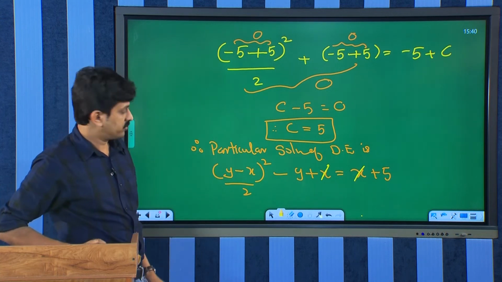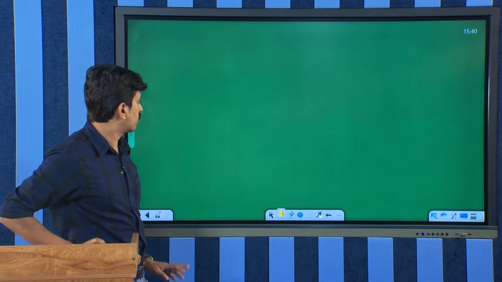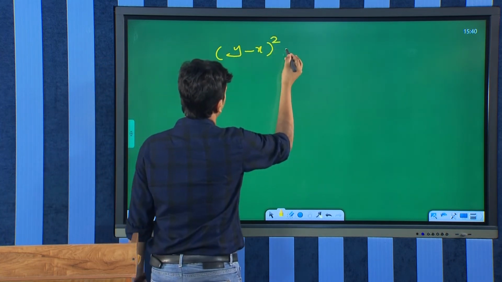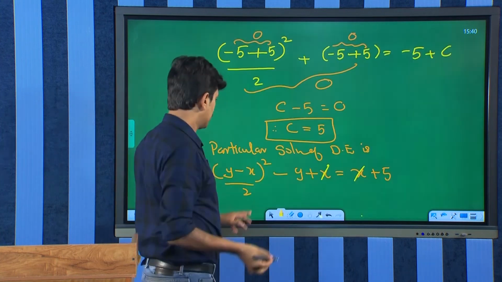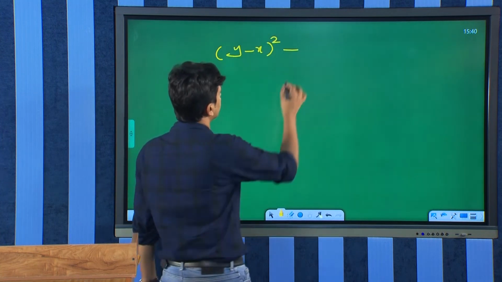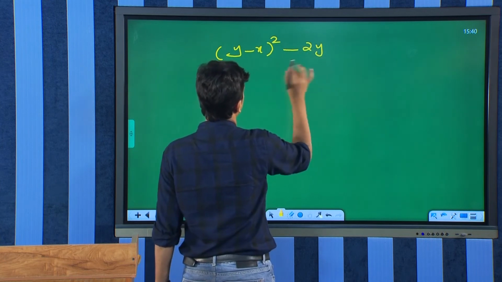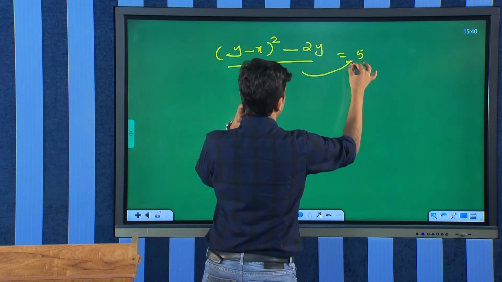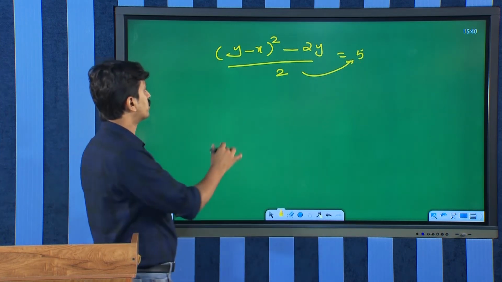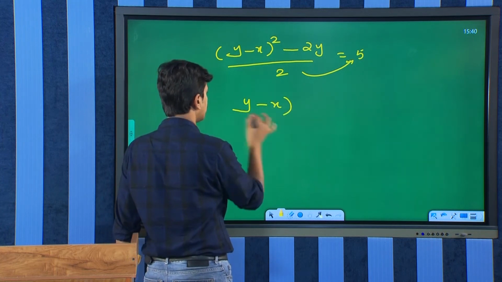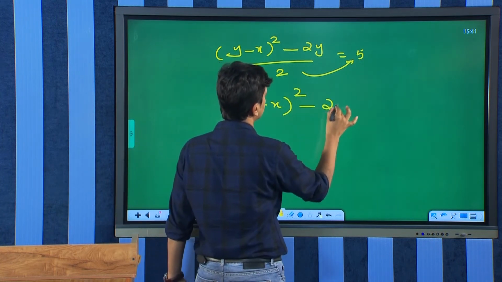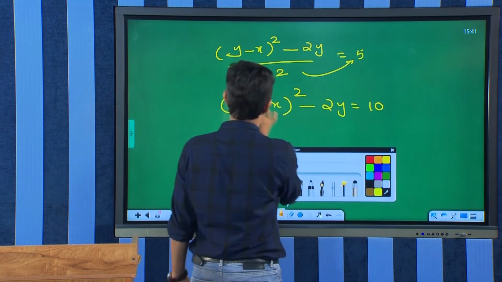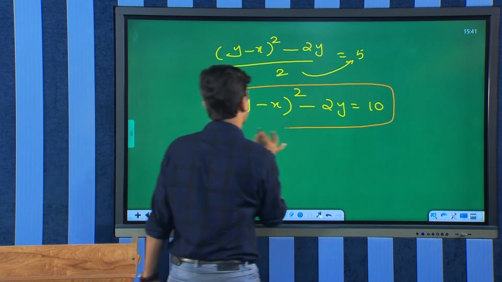is equal to 5. So we can have this is equal to (y minus x) whole square minus 2y, whole divided by 2 is equal to 5. Therefore we can take this 2 to here. So we found (y minus x) whole square minus 2y is equal to 10. Now finally, we arrived at the general solution as a particular solution.